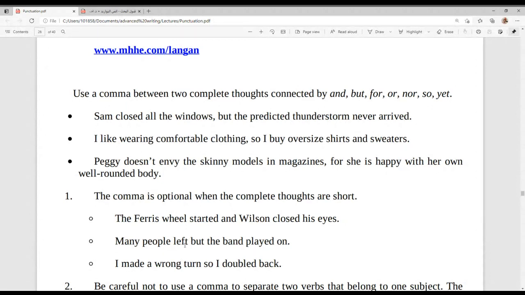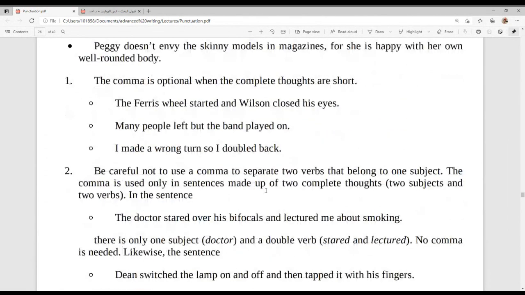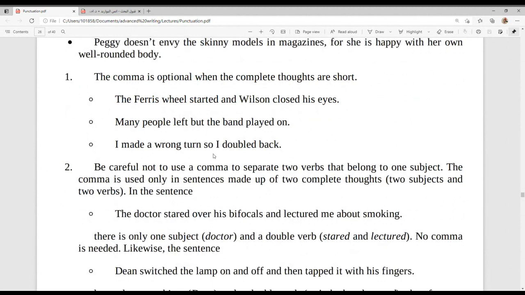And my advice to you is to use the comma. Even if you have short, complete thoughts, my advice to you is to use the comma. I made the wrong turn, comma, so I doubled back.